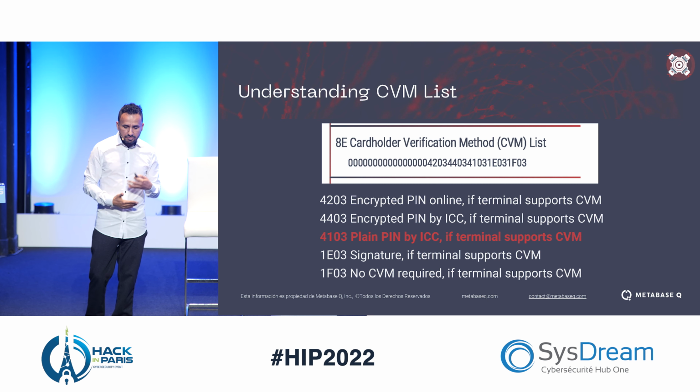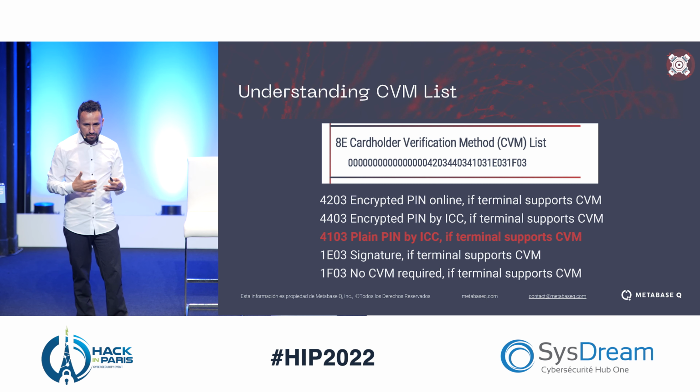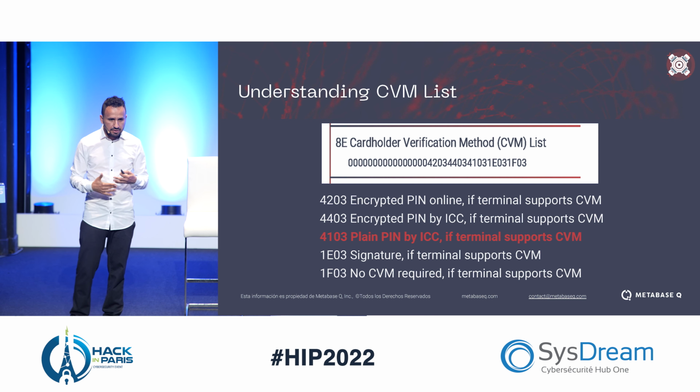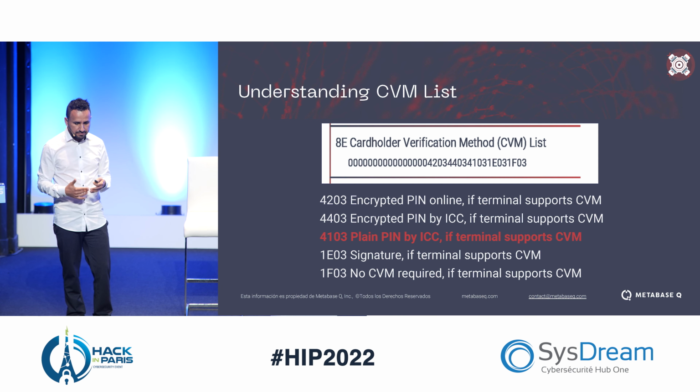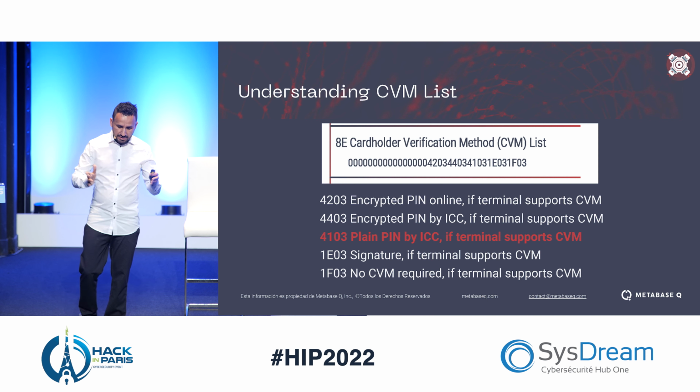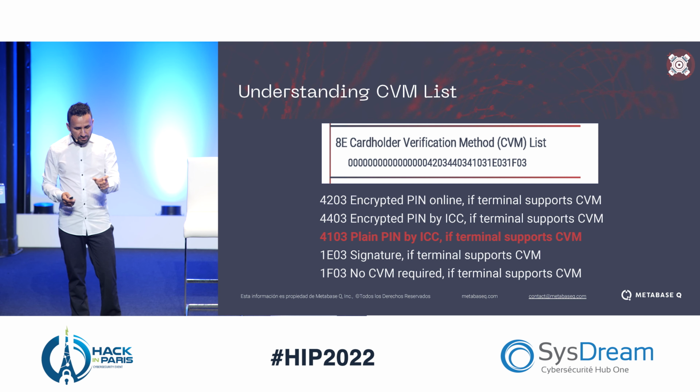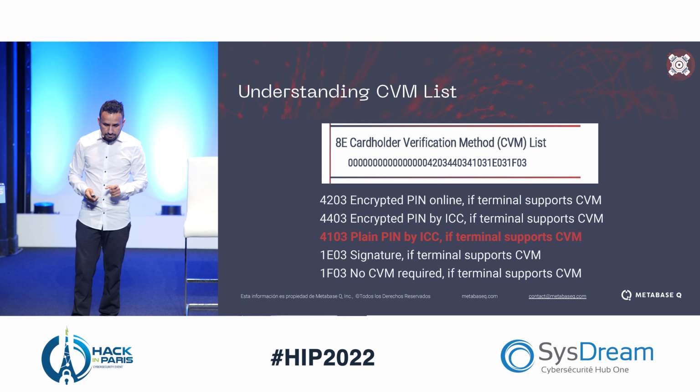So what happens if we move this list back and forth? We are going to reduce the security of the transaction, basically. But we're not going to do that, because that involves another tag. We're going to be focused on the 4103.